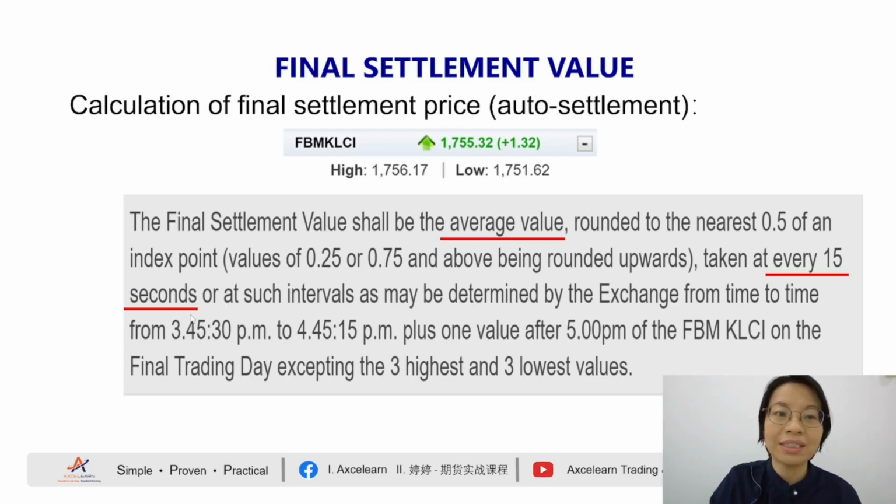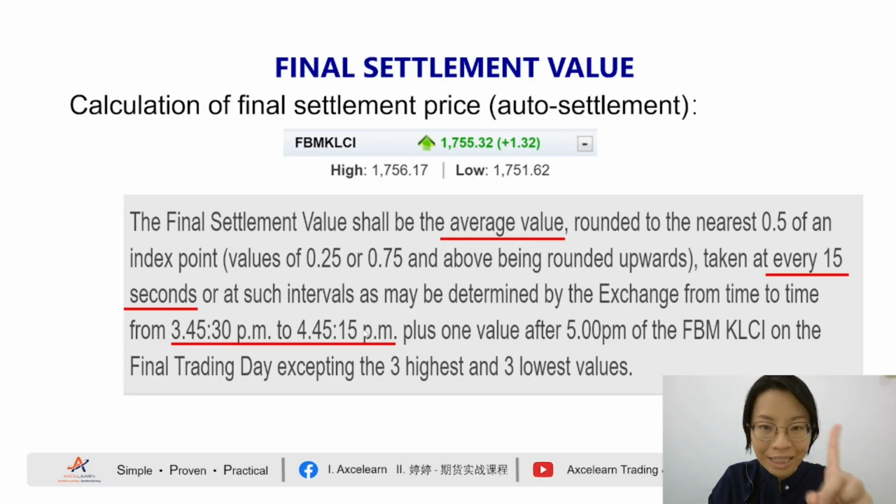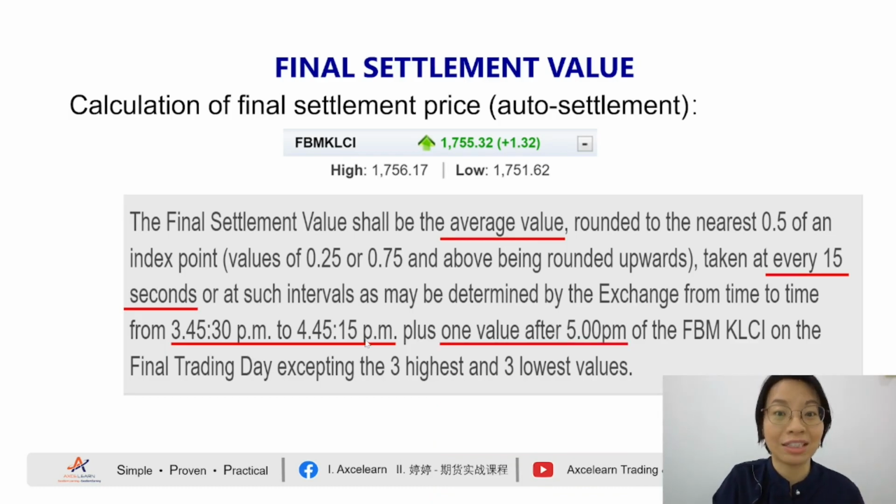So we are going to take this at 15-second intervals from 3:45:30, 3 o'clock 45 minutes 30 seconds, up to 4:45:15, and plus 1 value at 5 p.m. Because remember, you have trading at last, and subsequently market close at 5 p.m. So we take 3:45:30 up to 4:45:15, plus 1 value after 5 p.m.